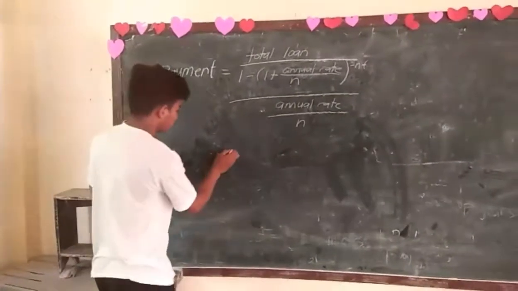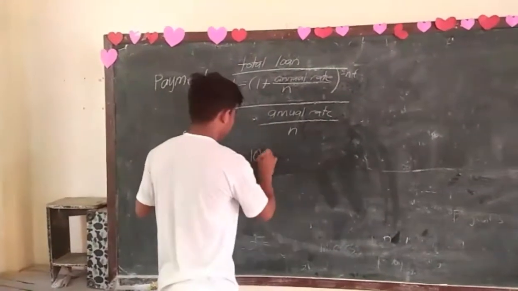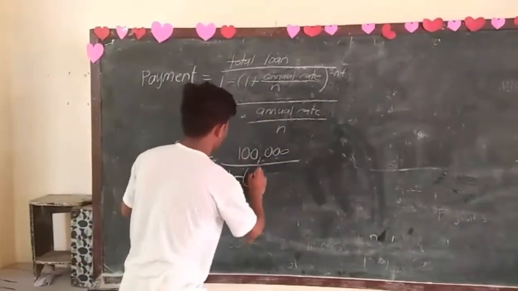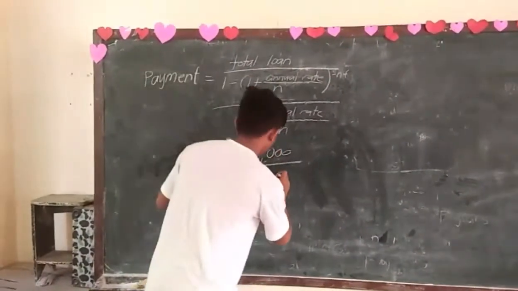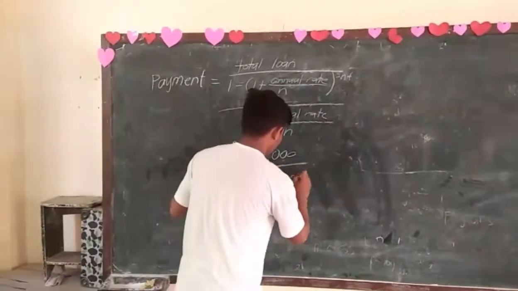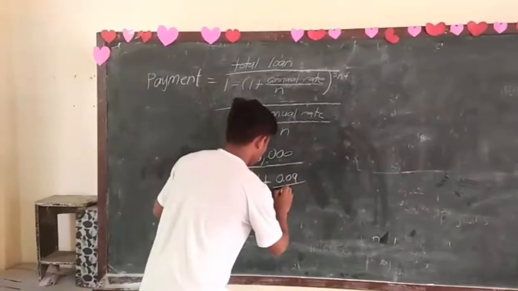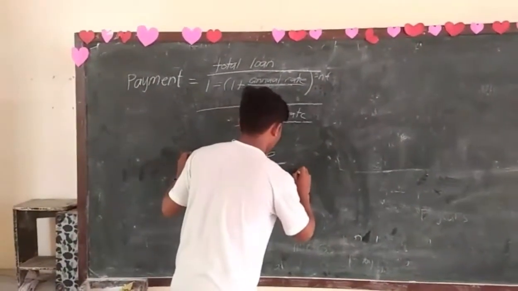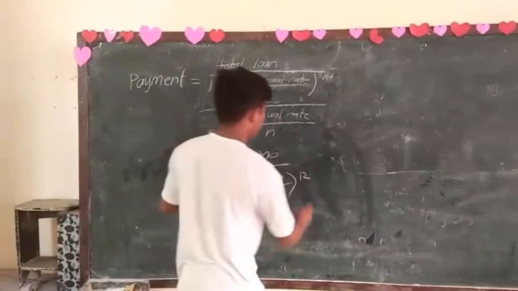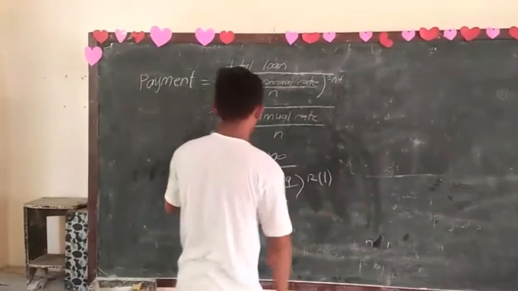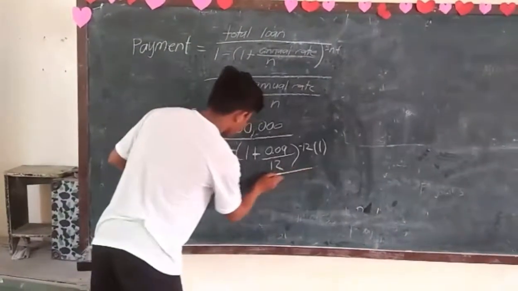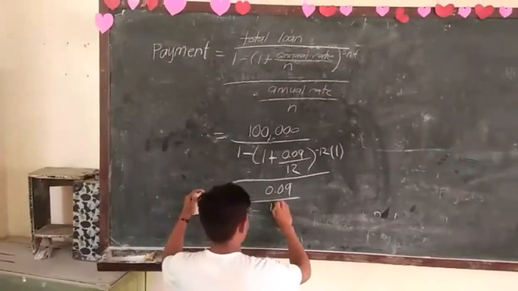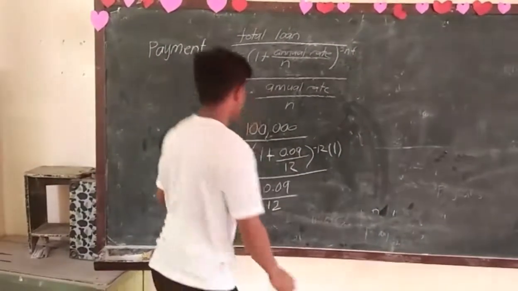Let's substitute. The total loan is 100,000 pesos divided by 1 minus quantity 1 plus the annual rate, which is 9% or in decimal 0.09, divided by n, or the number of compounding periods, which is 12. Raised to negative n, or negative 12, times the time, which is 1 year. Divided by the annual rate, which is 0.09, divided by also the compounding periods, or 12. Then let's solve.